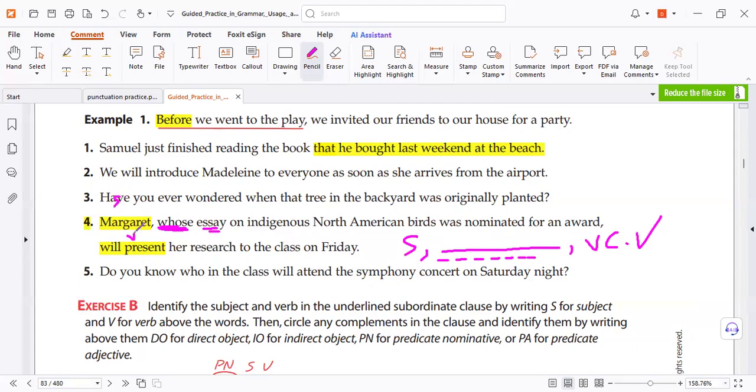Subject and verb. Check the meaning. Margaret will present her research. Yes, correct. The comma is in the correct place, before the verb, after the subject. Complete meaning. Margaret will present her research too. Yes, correct. So everything applies. So it's a sentence. What kind of sentence? Complex, because it has a relative clause.